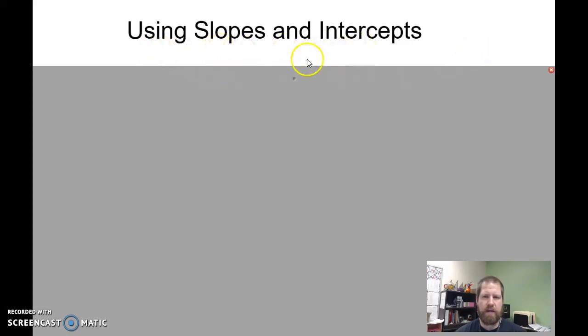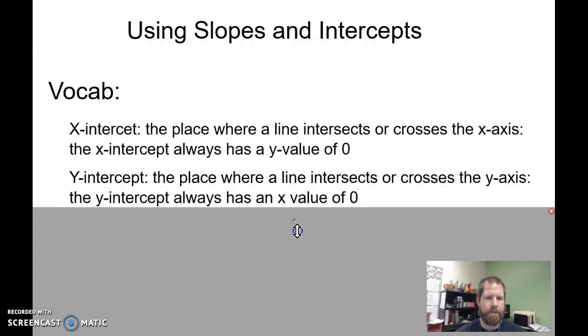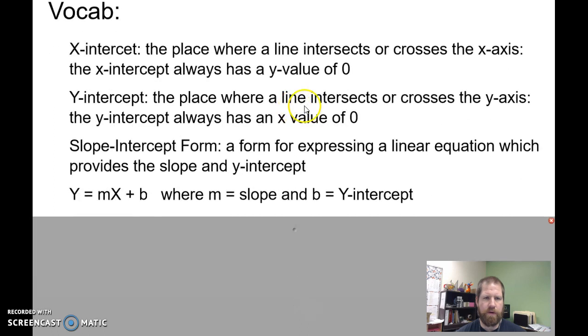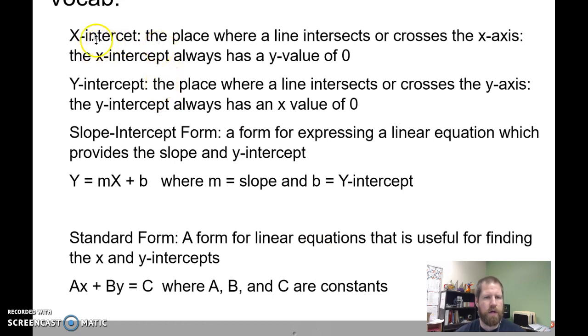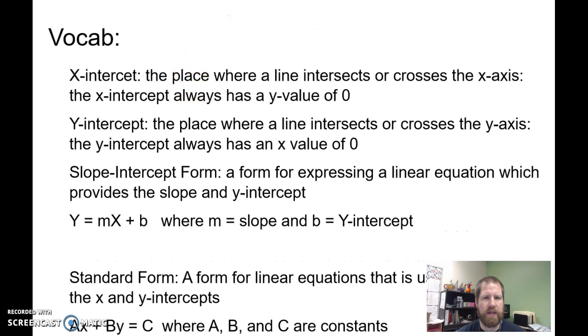Using slopes and intercepts. Alright, so we have some new vocabulary. And the first two are going to be what's called an intercept. So we have our x-intercept and our y-intercept. Our x-intercept is the place on a coordinate plane where our line, if this is my coordinate plane, and I do my line in red, crosses the x-axis. In this case that would be right here.